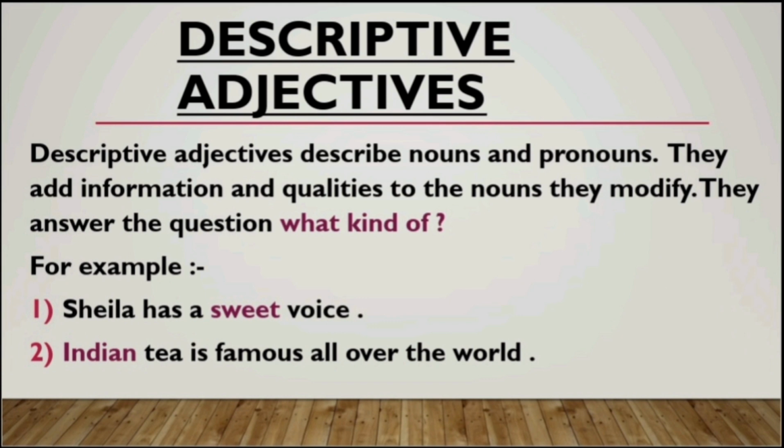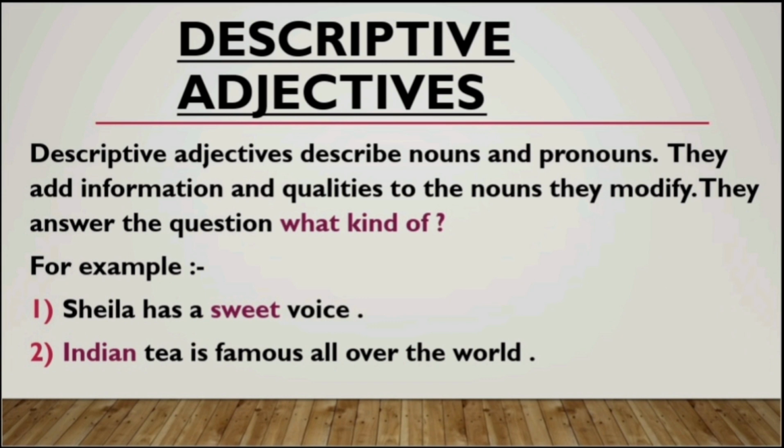Descriptive adjectives are also known as adjectives of quality. Descriptive adjectives describe nouns and pronouns. We know that adjectives by nature are describers. They describe a noun or a pronoun. And what do descriptive adjectives do in general? They add information and quality to the nouns they modify. So these adjectives describe the kind or the quality of a person or thing.